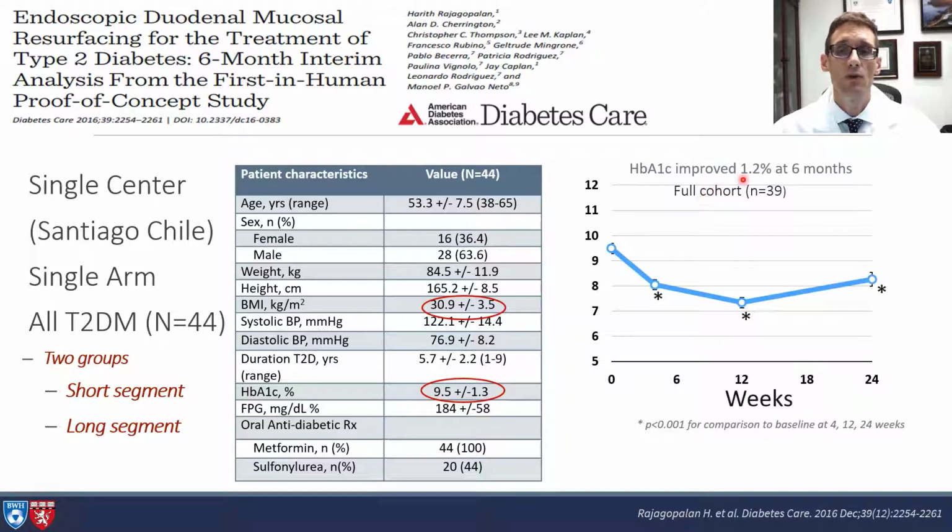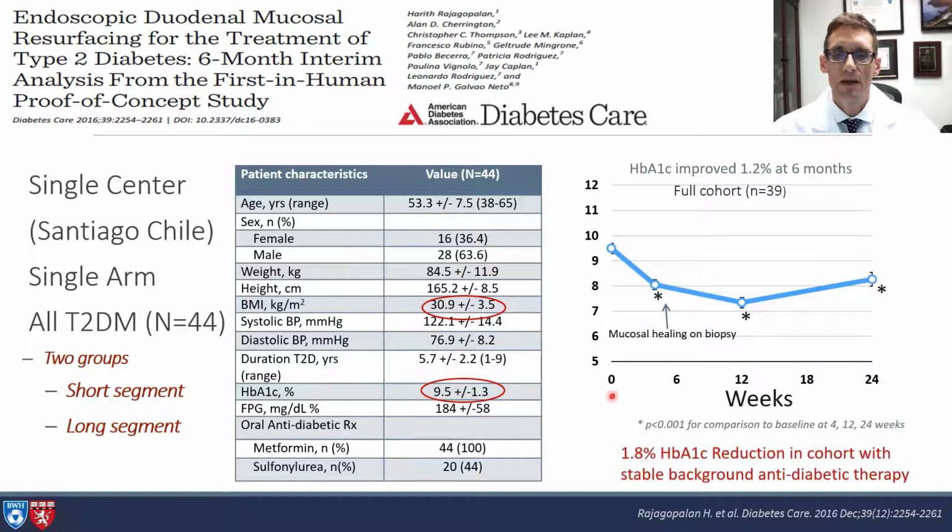Across the entire cohort, there was a 1.2% reduction in HbA1c at 6 months, and this persisted after mucosal healing was documented on biopsies. And if you looked at patients with stable background medications, that reduction was actually 1.8%, so quite a strong efficacy signal.